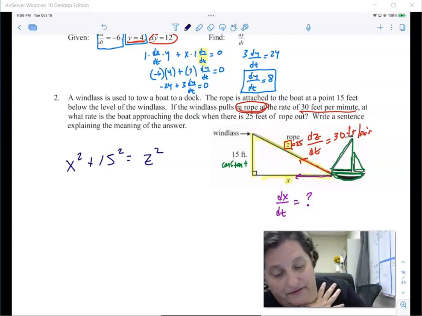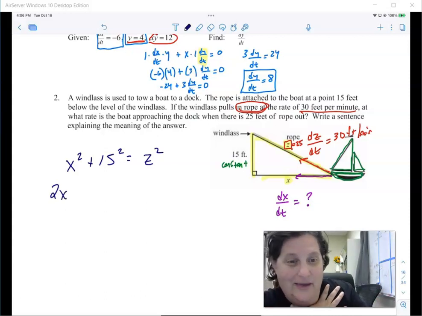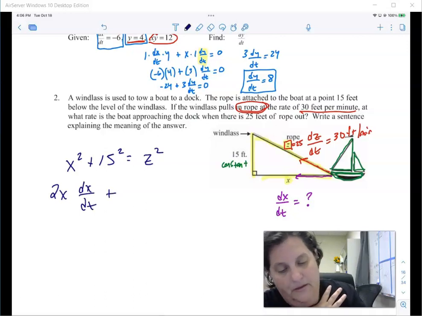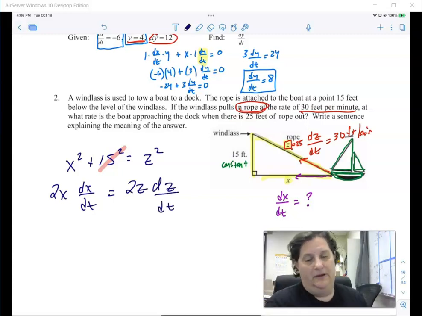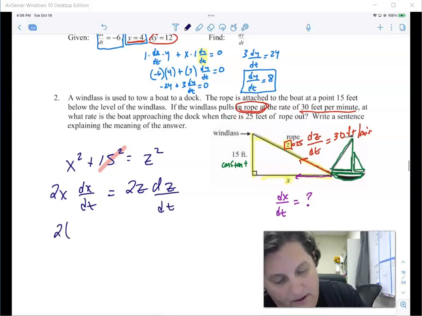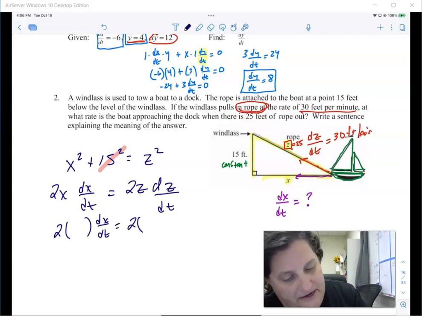As I take the derivative here, this becomes 2x, and because I'm taking the derivative with respect to time, dx/dt. 15 squared is 225, but the derivative of that is 0, so that goes away. And then it's going to equal 2z dz/dt. Perfect. Now we're going to start plugging stuff in. I don't have x. dx/dt is what I'm looking for. I have z is 25.